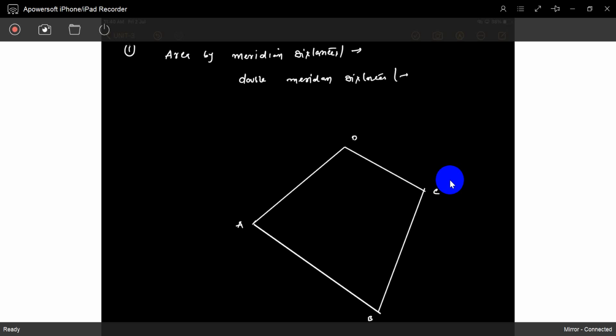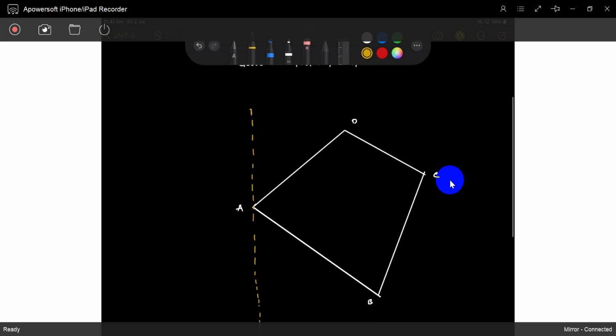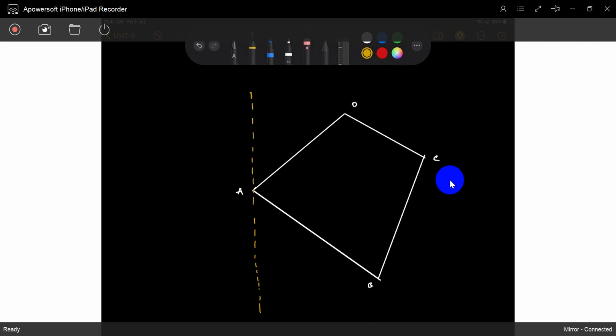See this. We first take one reference line. It's the reference line. So what is the meridian of the line AB? How can you call it? See, the meridian is half of the departure. Half of the departure. So what is the departure?